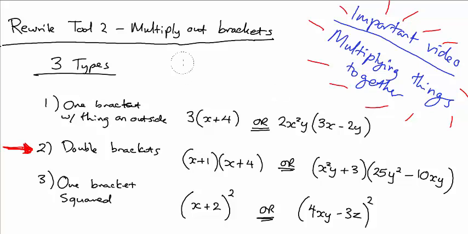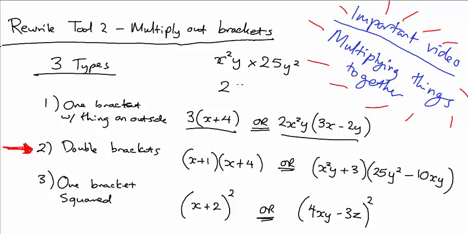So in the last one, we learned how to multiply out a single bracket, stuff like this or that. So in this one, we're going to go to double brackets. Again, here I put in a massively important video by now. You should be very confident doing something like this. Say I asked you to multiply these two things together.